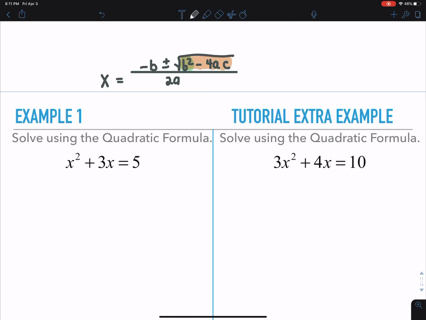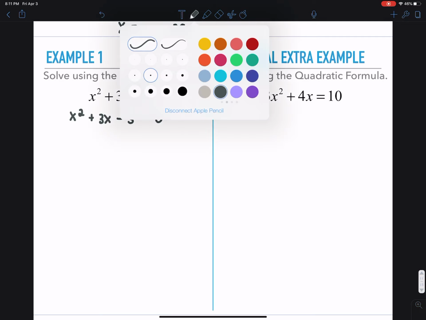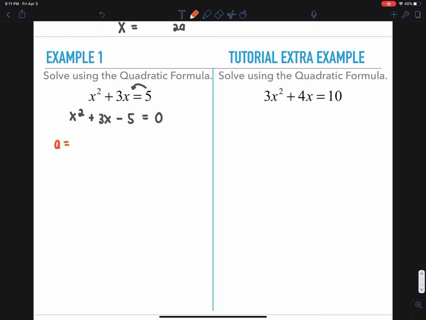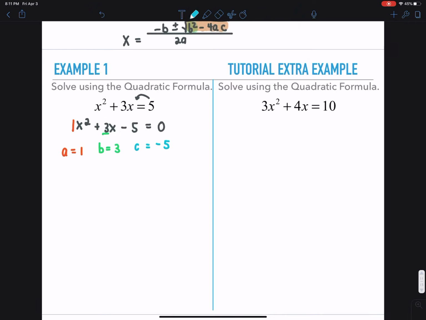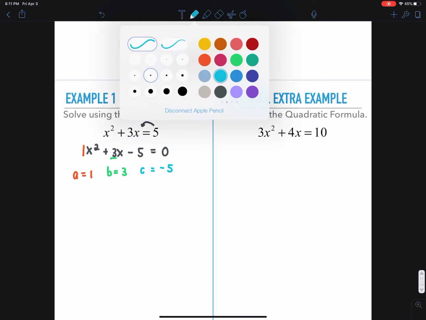So in order to solve using the quadratic formula, our equation has to be equal to 0. So we have to bring this 5 over, which would give us x squared plus 3x minus 5 equals 0, which means that a is 1 because it's our coefficient here. b is 3 because it's our coefficient of our x term, and then c is negative 5. So we're going to plug these numbers into the quadratic formula and figure out what our two roots are.